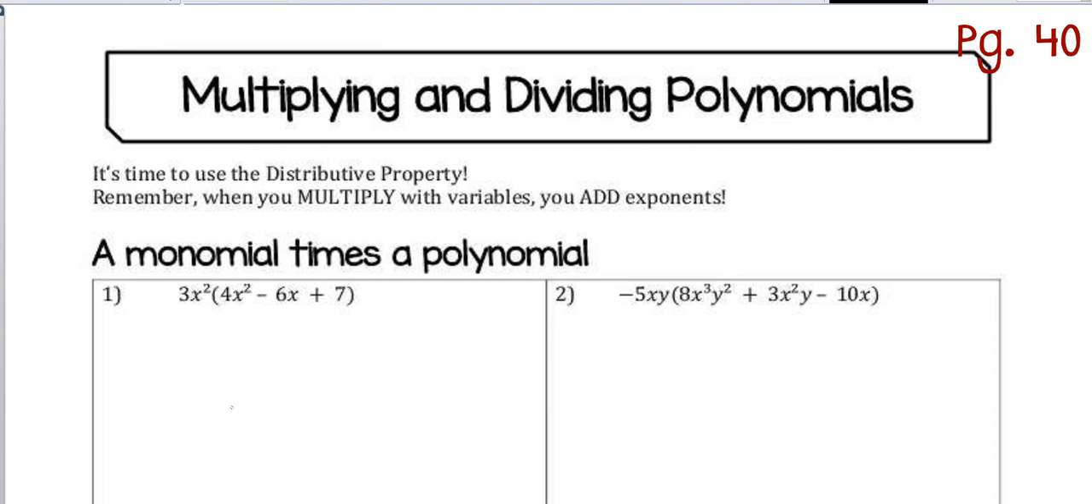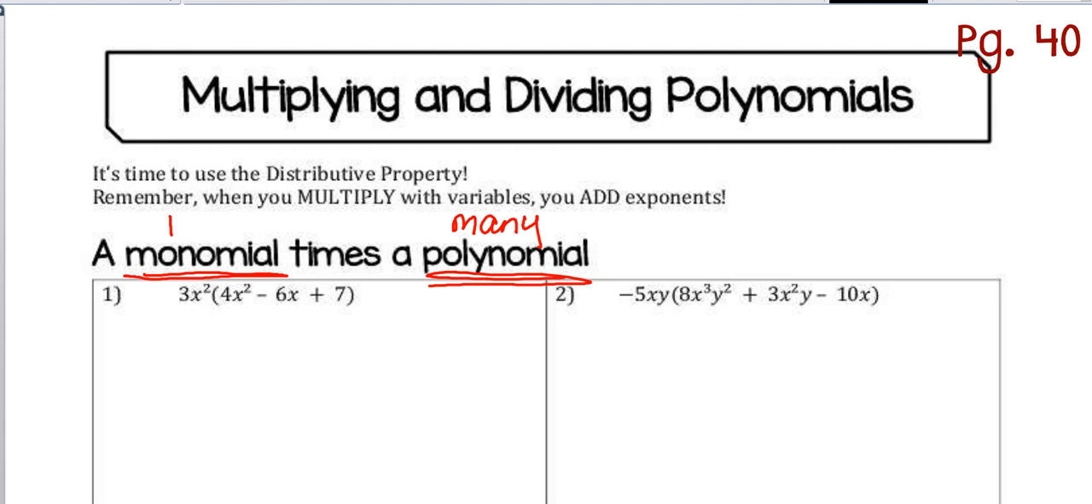So first, we're going to start with multiplying and dividing polynomials today. We did adding and subtracting last class, so now we're going to take it a step further. The first thing that we're going to be doing is multiplying a monomial times a polynomial. Remember that a monomial is one, poly means many.